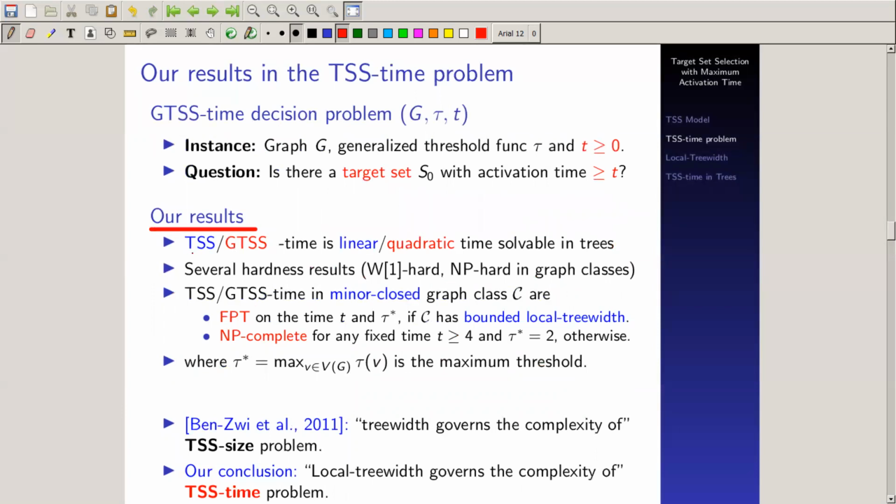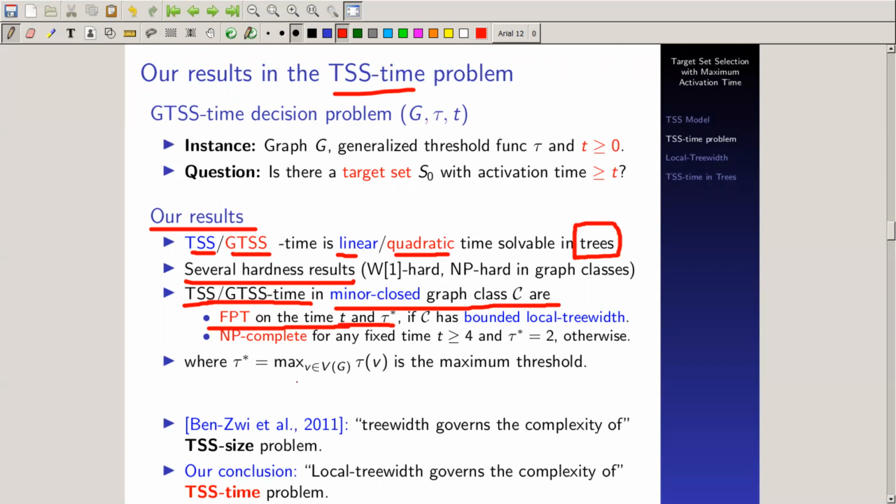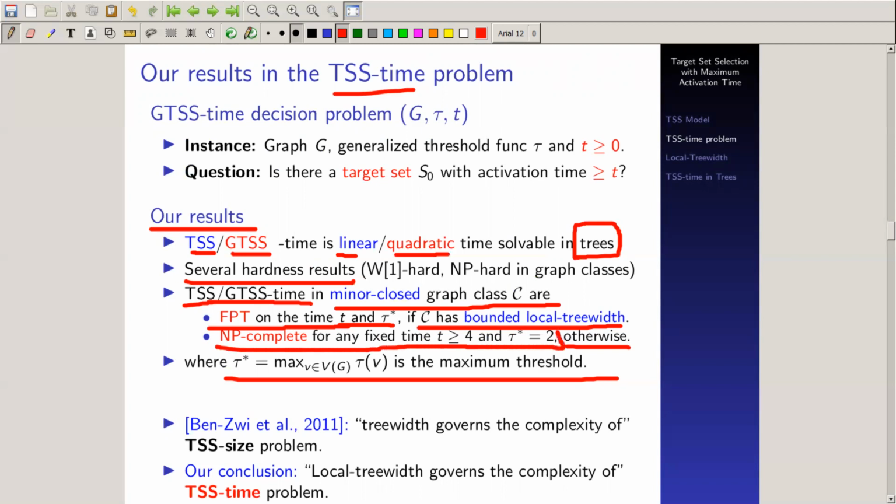Okay, so our results. We proved that TSS time is linear time solvable in trees. GTSS time is quadratic time solvable in trees. We obtained several hardness results on the TSS time problem. And we proved this dichotomy: TSS and GTSS time in a minor-closed graph class C are FPT parameterized by the time t and tau star, which is the maximum threshold in the graph, if the graph class C has bounded local treewidth. Otherwise, they are NP-complete for any fixed time t at least 4 and tau star equal to 2.